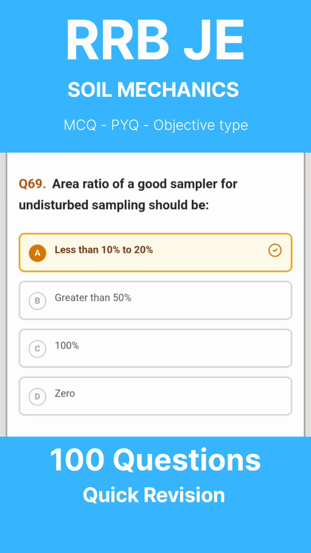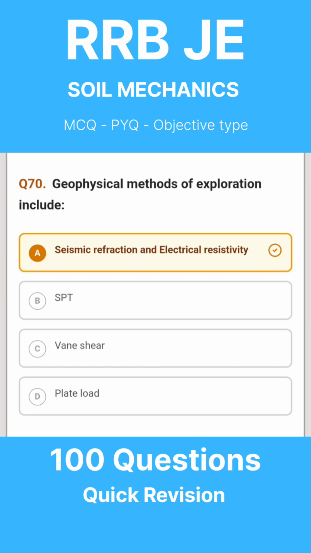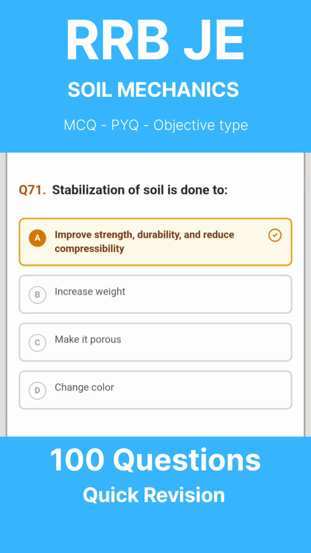Question 69. Area ratio of a good sampler for undisturbed sampling should be? The correct answer is less than 10% to 20%. Question 70. Geophysical methods of exploration include? The correct answer is seismic refraction and electrical resistivity. Question 71. Stabilization of soil is done to? The correct answer is improve strength, durability, and reduce compressibility.